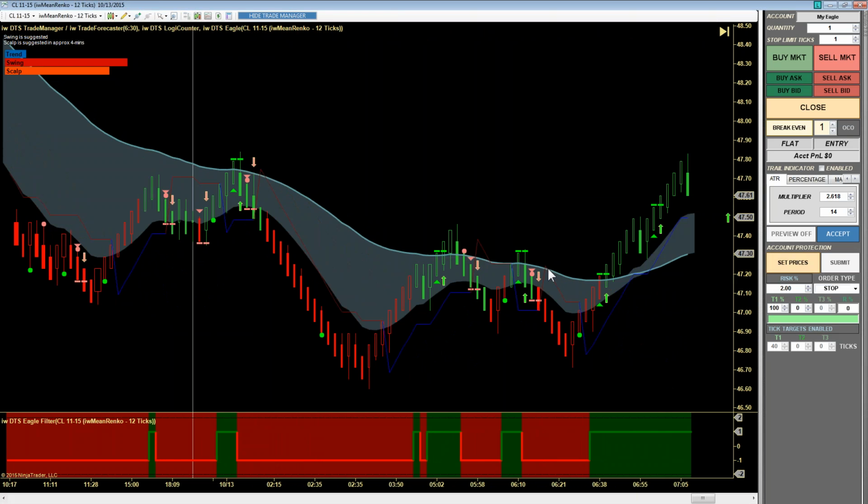The thing with the counter trend signals is you don't always need to take them. You can always take the with trend signal. There's almost always going to be a with trend signal that prints after the counter trend signal. So you can always just use it as an early warning.